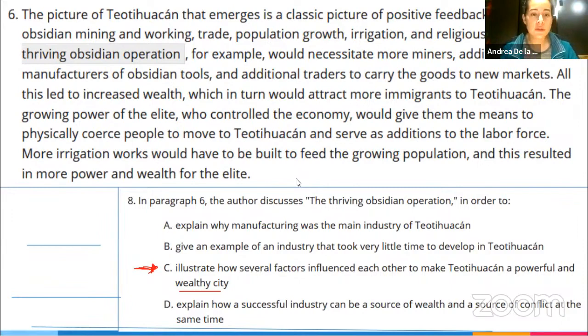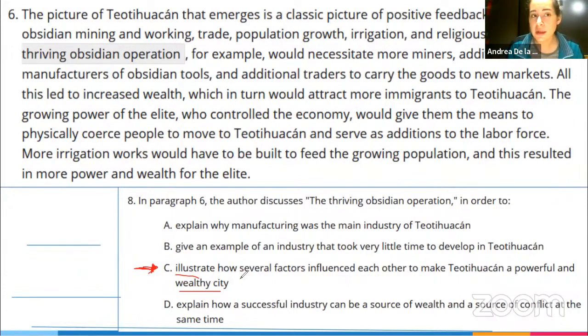You know, in this type of questions, purpose questions, you have to take a look at two things. You will always have first a verb. If you think about the options, you have a verb first, and it says explain why, give an example, illustrate how, explain how. So you have to make sure that you have the two things correct. You need to have the correct verb, and of course, you need to have the correct object. The object is what comes after the verb, right? In this case, it would be several factors influence each other to make the volcano a powerful and wealthy city.